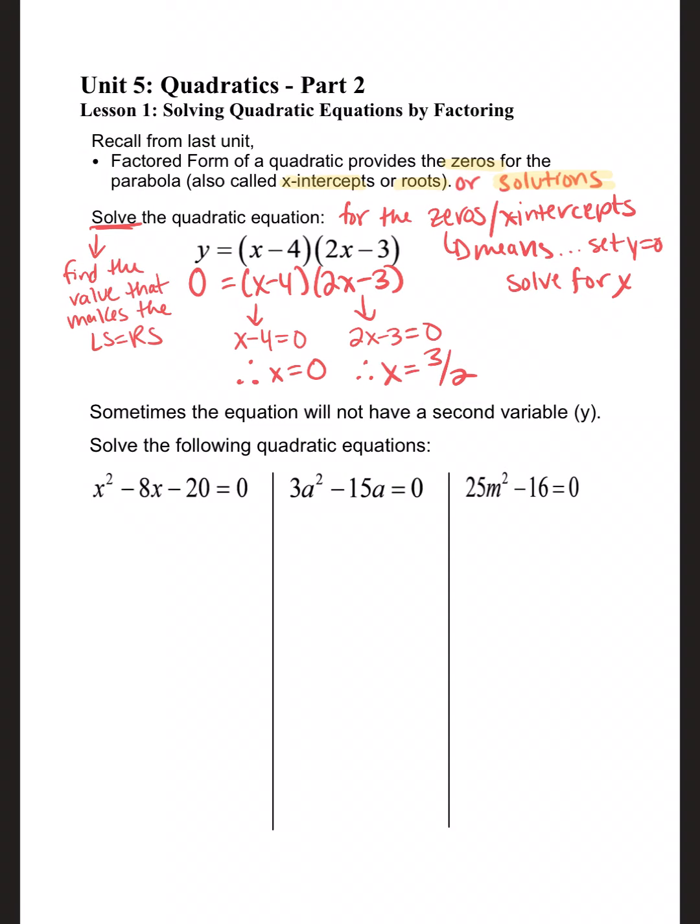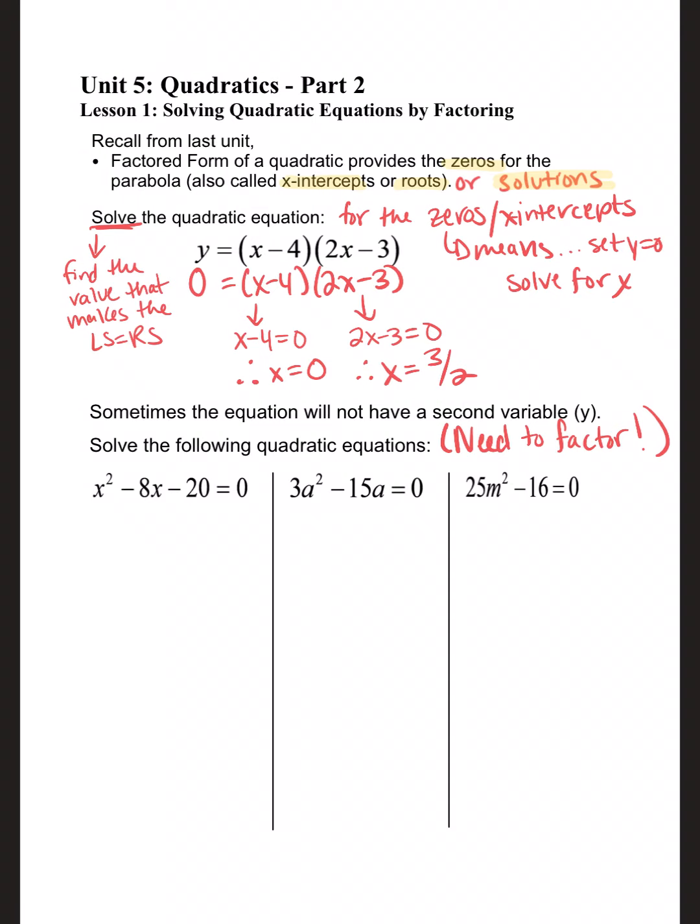Sometimes the equation will not have a second variable. It won't have a y. So we're just going to solve the following quadratic equation, not worrying about what y is, because they've essentially already plugged in a 0 there for us. We have to look at what we have and determine how we can factor it to get it into factored form. So we're going to need to factor, because these are in standard form right now.